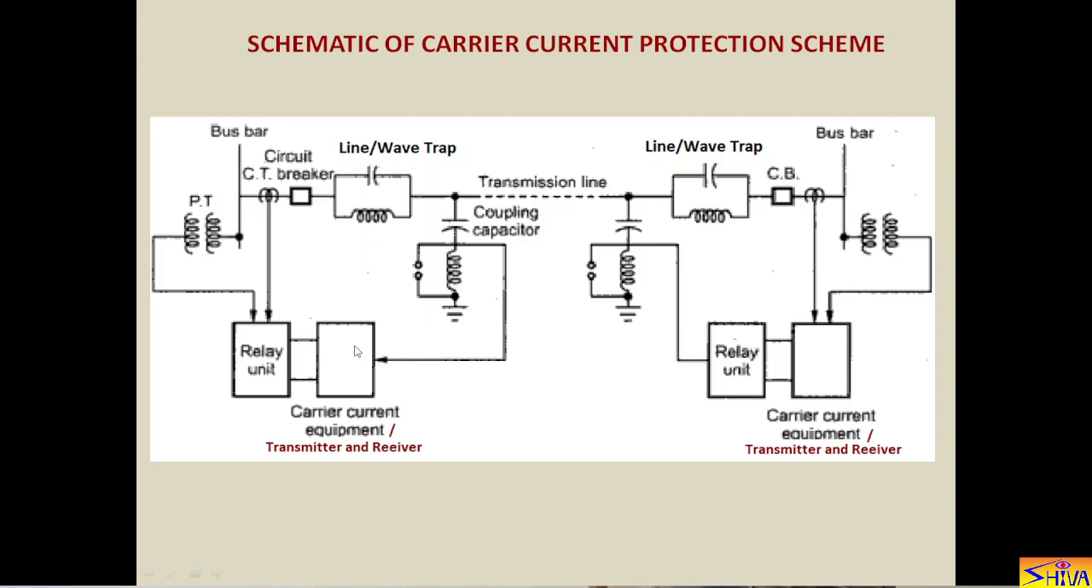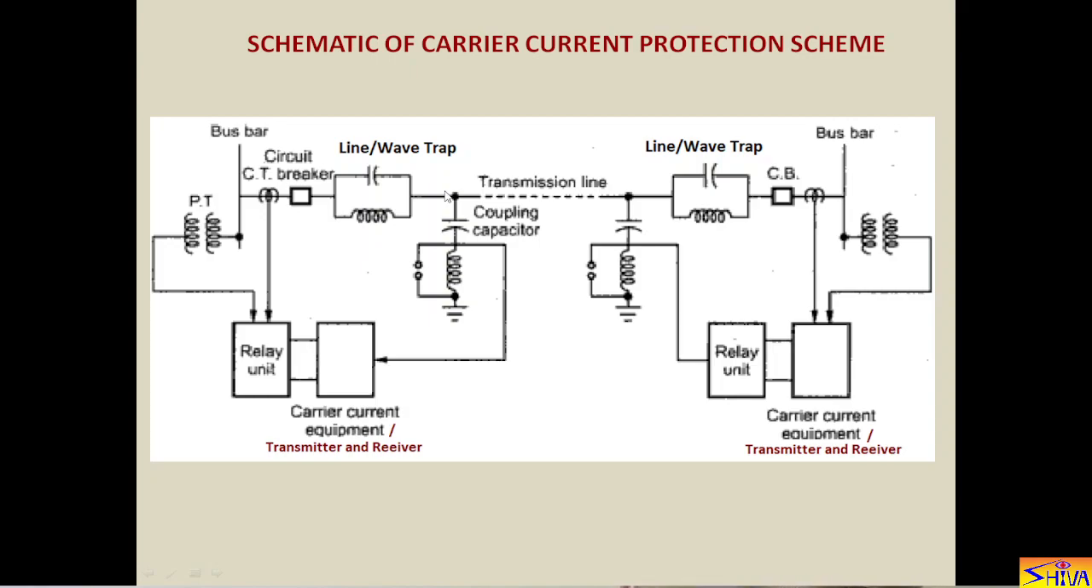Now this carrier current unit consists of electronic components, which basically are the transmitter and receiver. Now this is line trap, also called wave trap. This is connected in series with the line. So this line trap or wave trap consists of a parallel combination of L and C. This is coupling capacitor, this is inductor, this is protection provided against lightning or voltage. Now let us see what is the function of this coupling capacitor and what is the function of this line trap or wave trap.